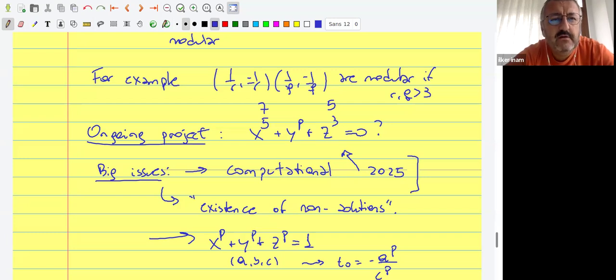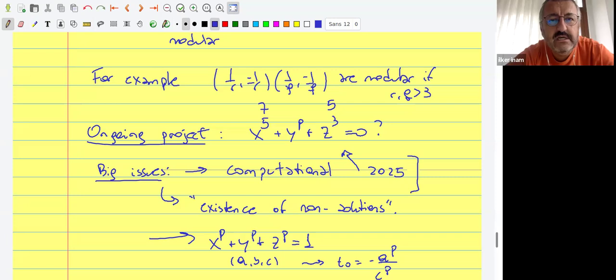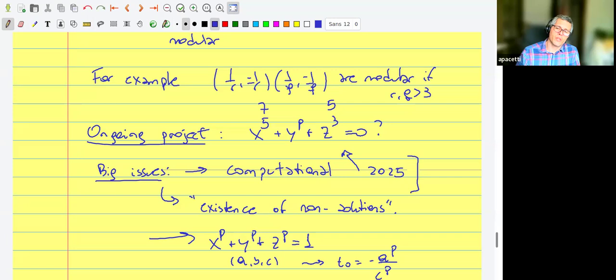I have a question. Which computer program are you using for these computations? Magma or Sage? Okay. So that's two different. That's a very good question.